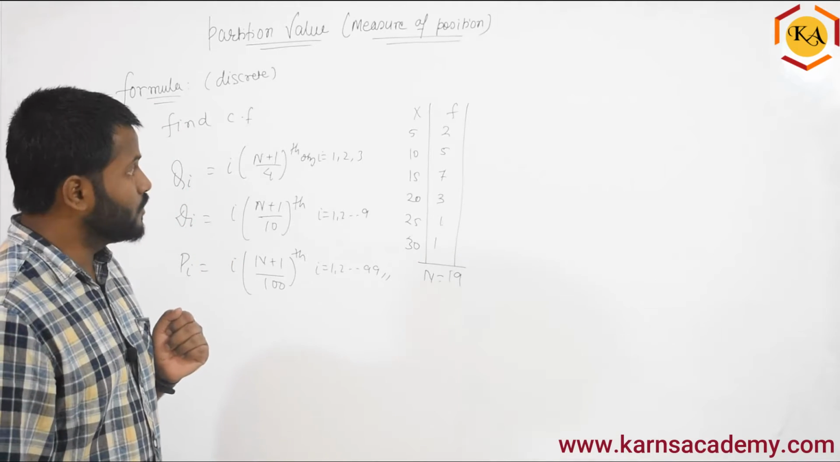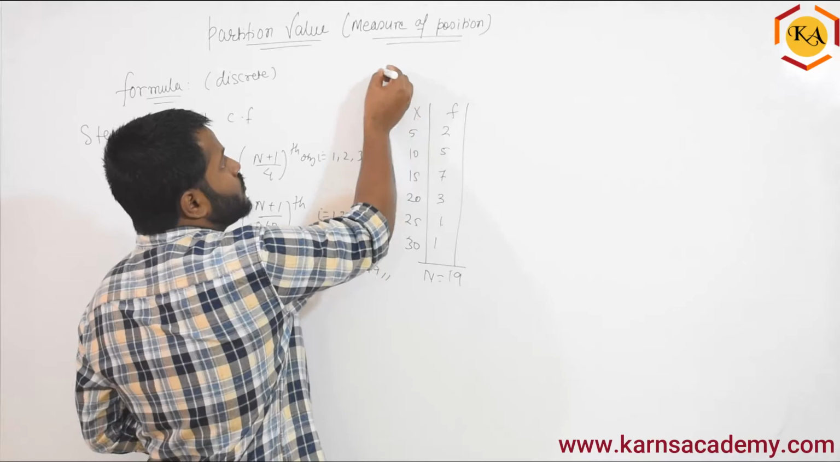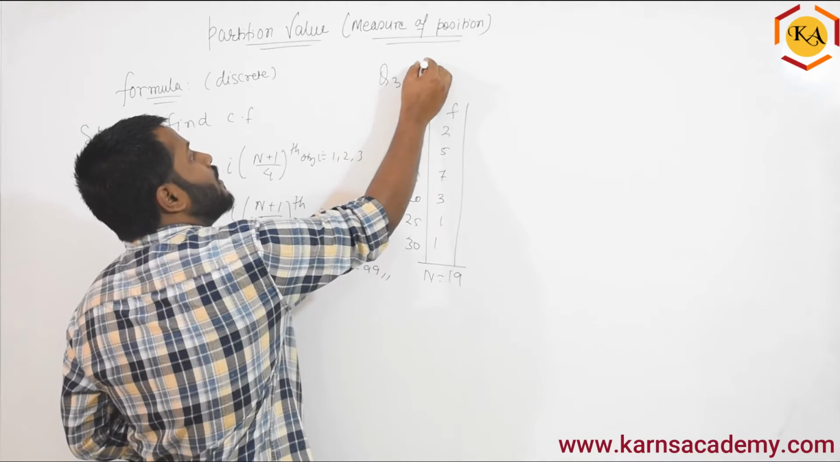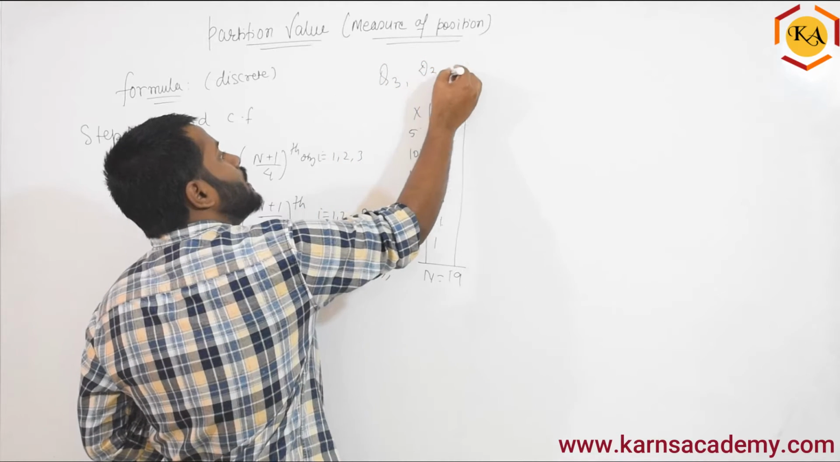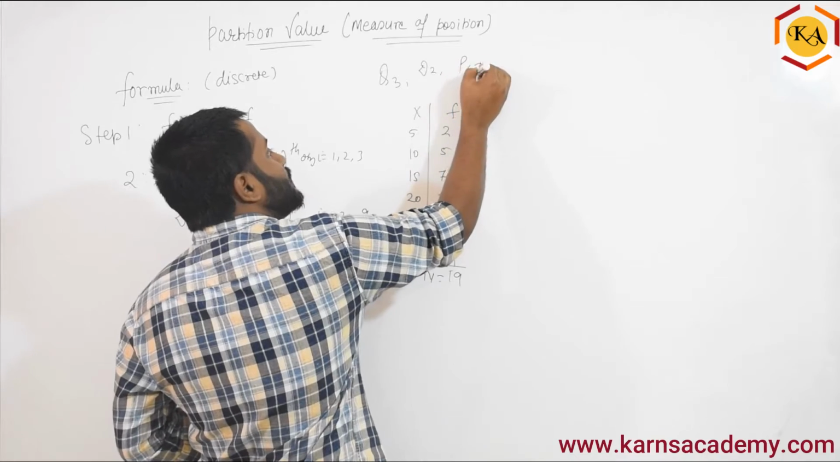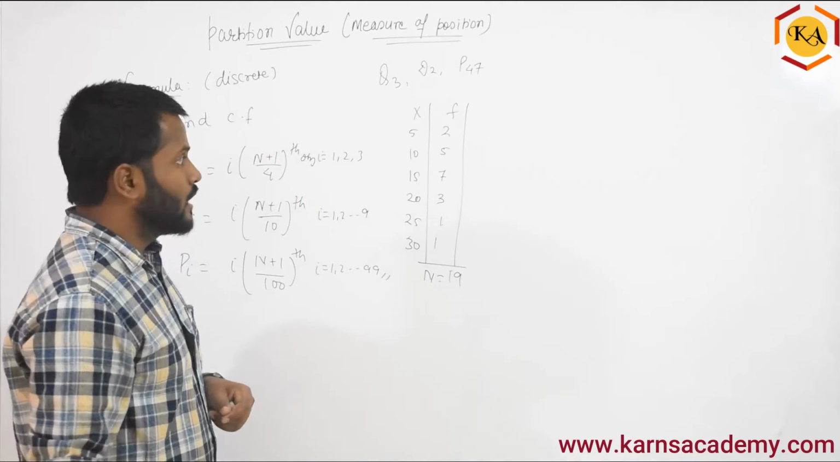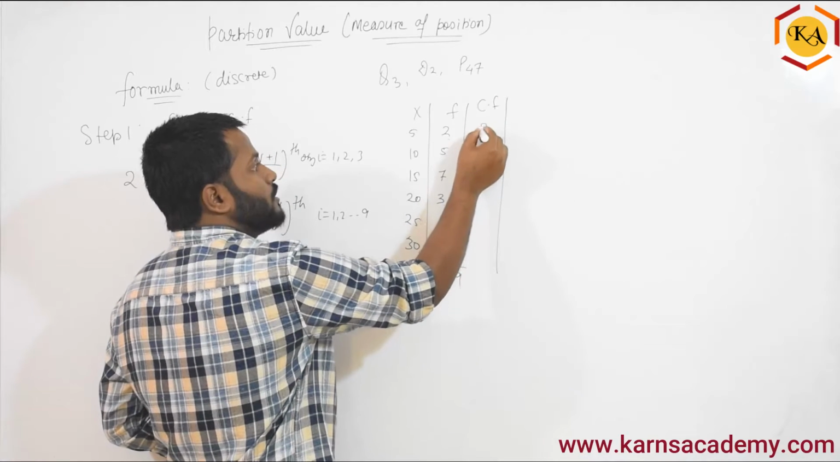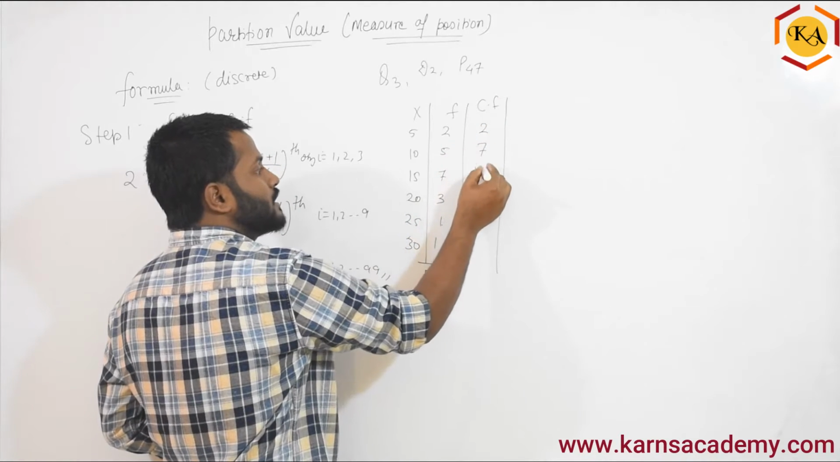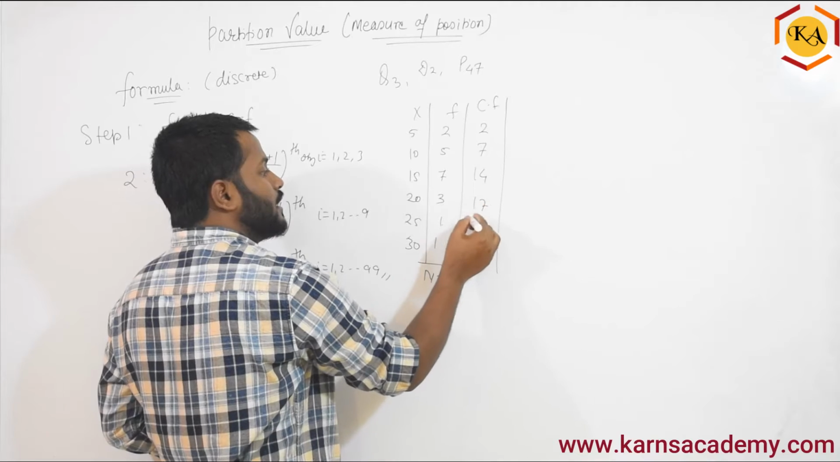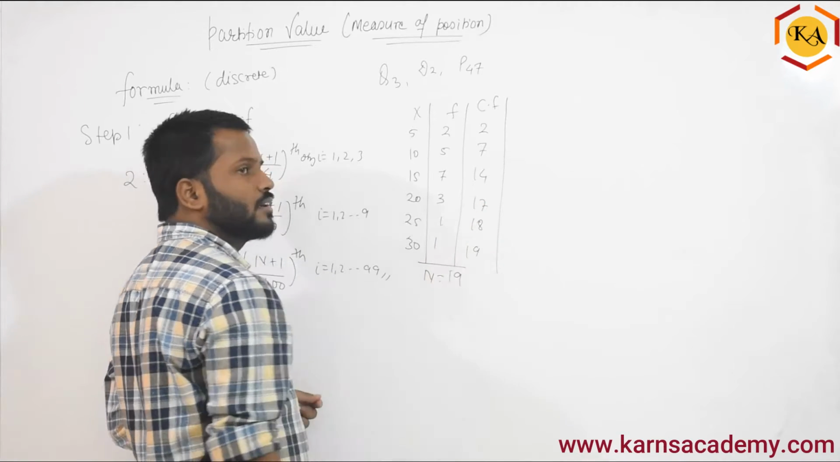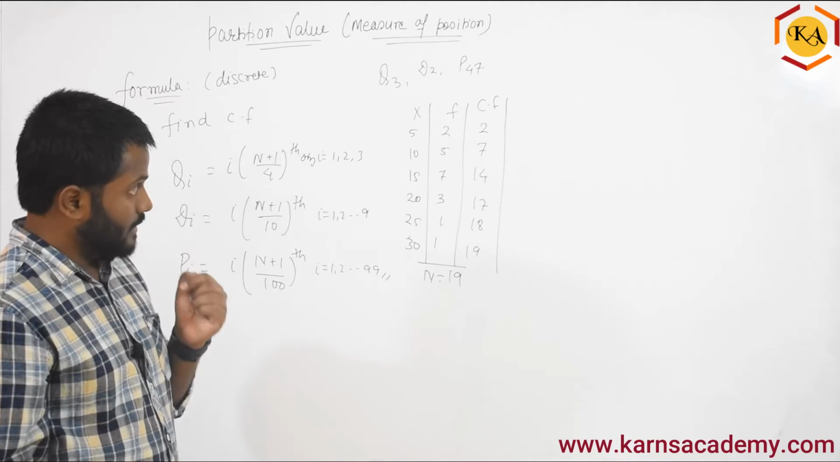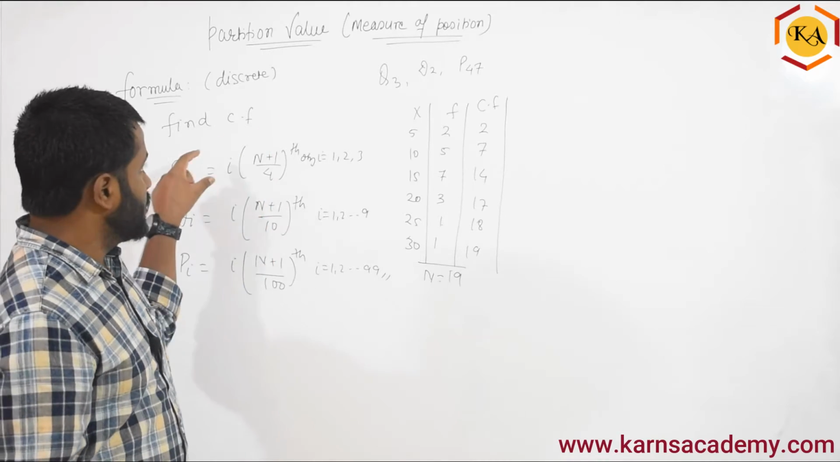Now what are we going to do? Let's assume that they have asked you to find Q3, D2 and P47. First step, of course, you are going to find out the CF, which is 2, 2 plus 5 is 7, 7 plus 7 is 14, 14 plus 3 is 17, 18 and 19. Less than type.